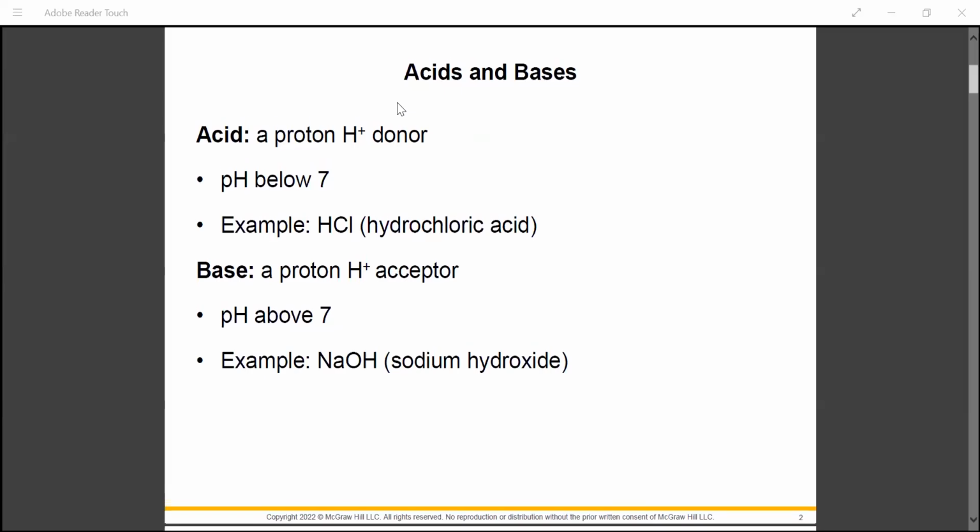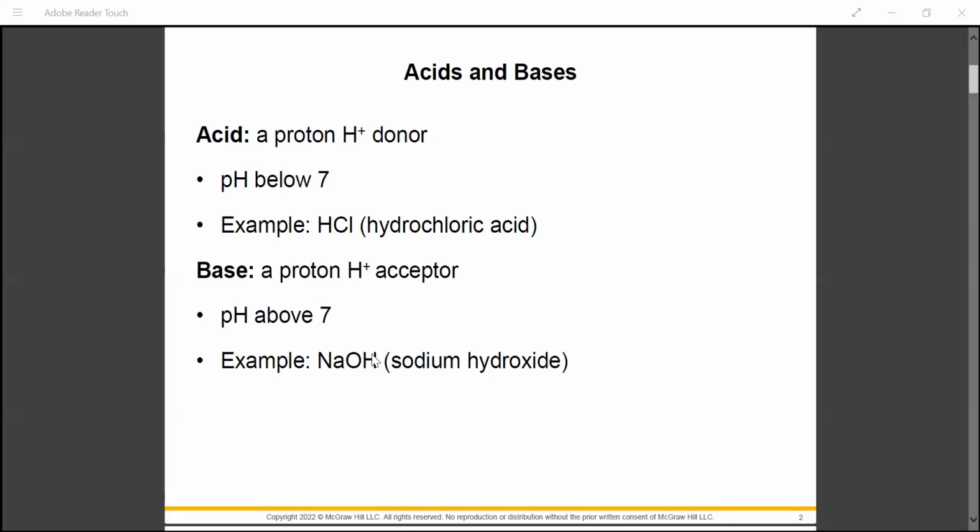And what it means by a proton donor is that, we'll use our example of hydrochloric acid here, if we put hydrochloric acid into a solution, it is going to try to give away its hydrogens. It's going to dissociate into hydrogens and chloride. Now a base, on the other hand, is going to be a hydrogen acceptor or a proton acceptor. And so when we put, in this case, sodium hydroxide into a solution, it is going to split into sodium ions and a hydroxide ion.